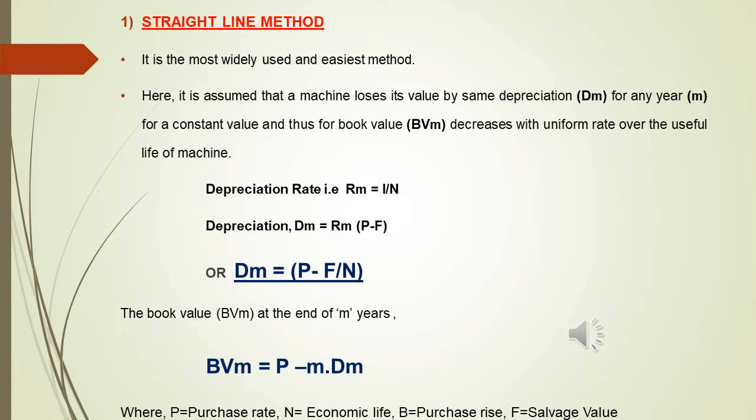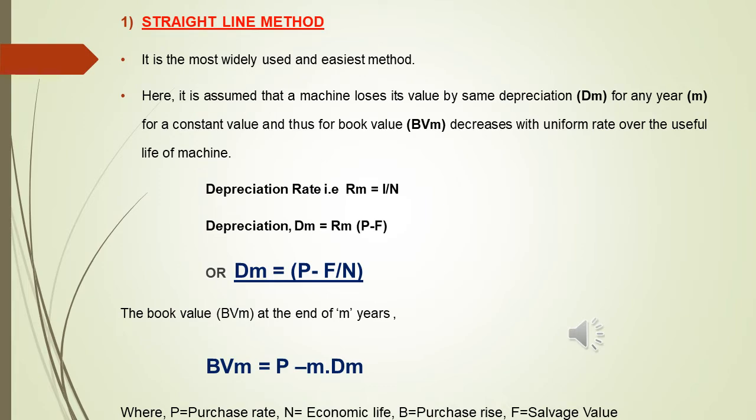The book value BVM at the end of m years will be BVM equals P minus m into DM. Here P is your purchase value, F is your salvage value, and n will be in years. You will get to know about this in the problems, and it will become clear there.